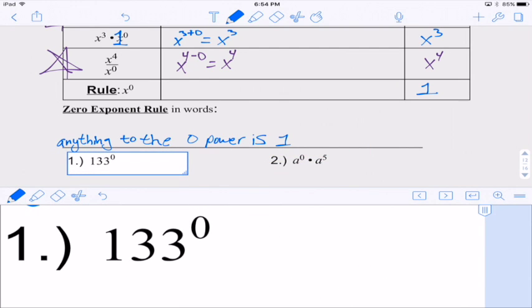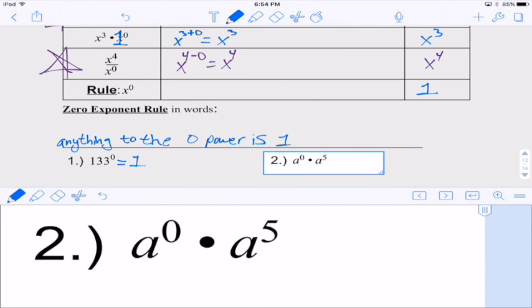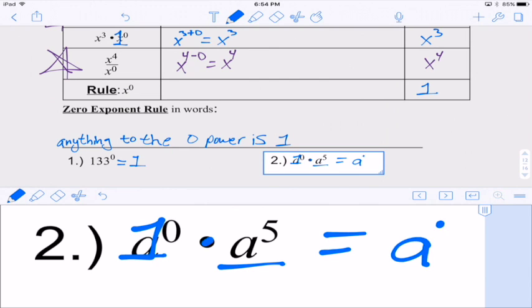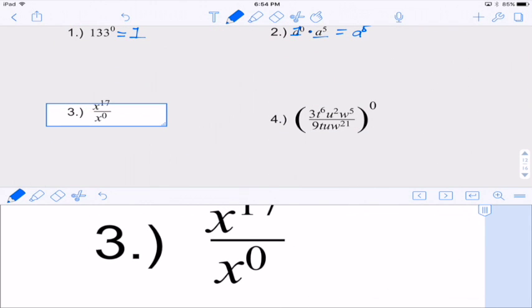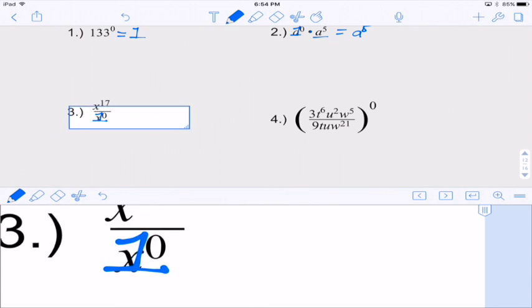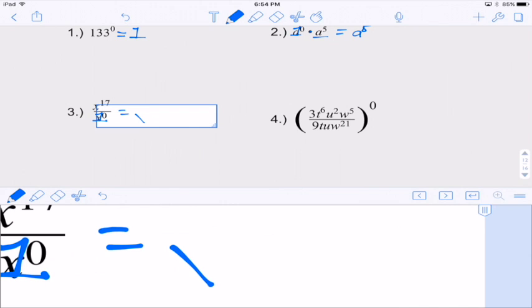So these will go quick. 133 to the 0th power is 1. A to the 0th power is 1, and 1 times anything is itself. So this is just a to the 5th. Again, anything to the 0th power is 1. So x to the 17th divided by 1 is just x to the 17th.